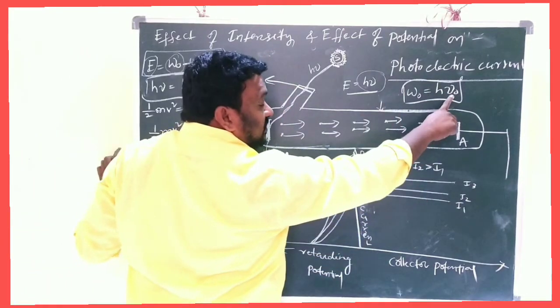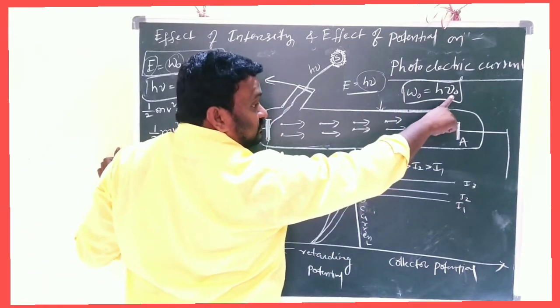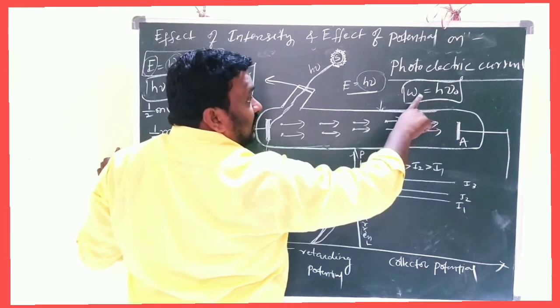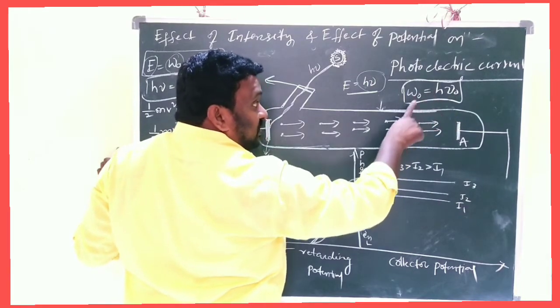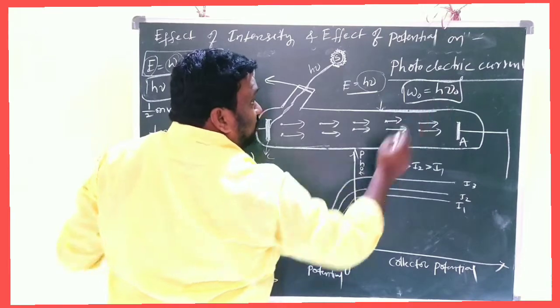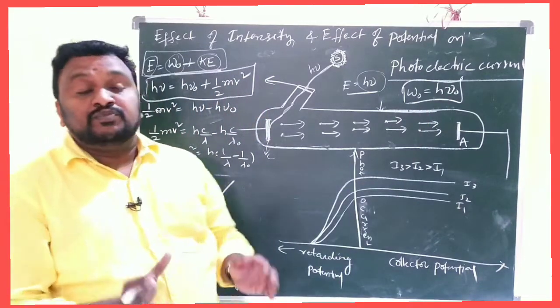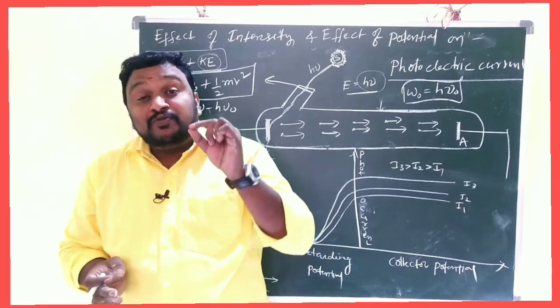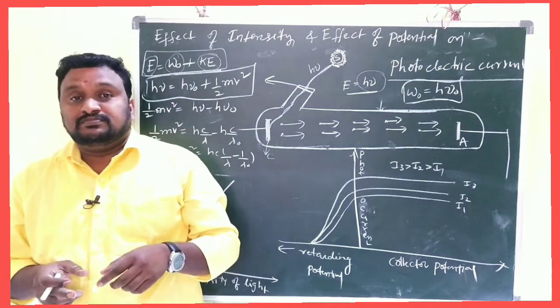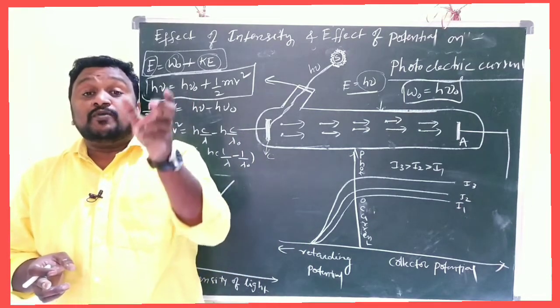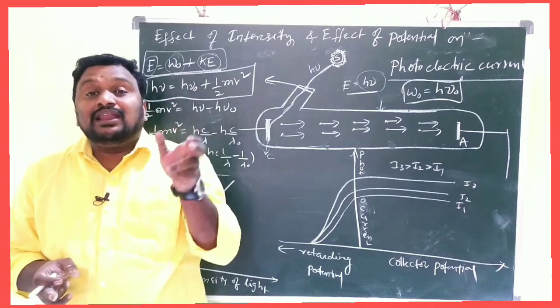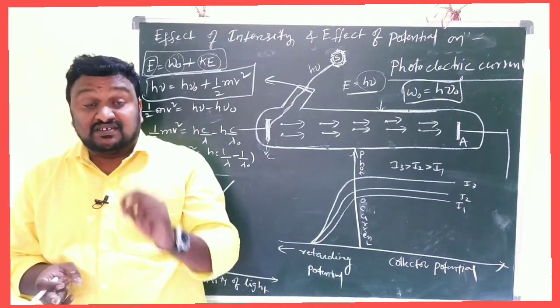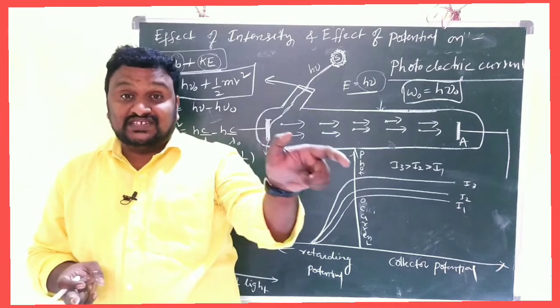Here nu naught is called threshold frequency, and h is Planck's constant. W is equal to h nu naught. What is nu naught? Threshold frequency. The minimum frequency of radiation to liberate the electrons from a metal surface is called threshold frequency.